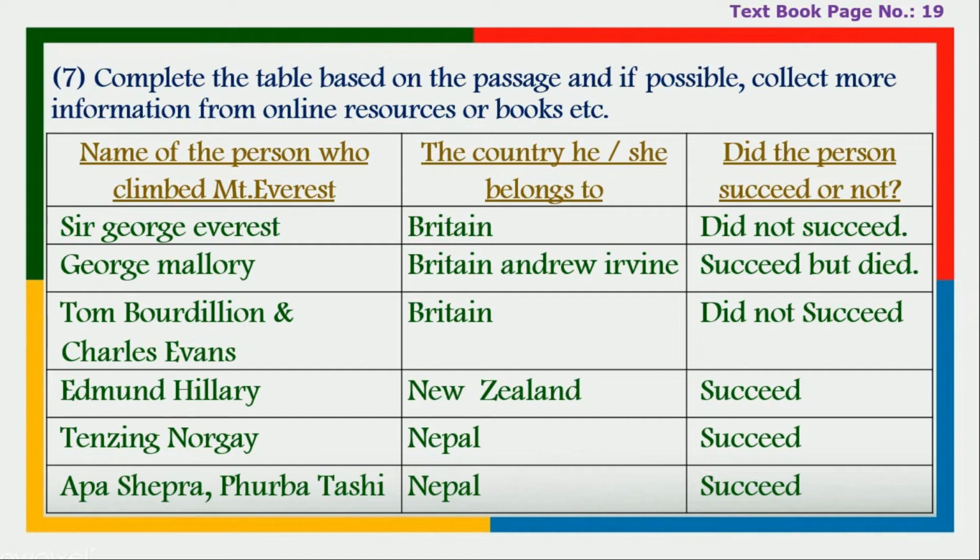Sir George Everest belongs to Britain and did not succeed. George Mallory and Andrew Irwin belong to Britain and succeeded but died. Tom Bourdillon and Charles Evans belong to Britain but did not succeed. Edmund Hillary belongs to New Zealand and succeeded in his climbing. Tenzing Norgay belongs to Nepal and succeeded in his climbing. Apa Sherpa and Purba Tasi belong to Nepal and succeeded in their climbing.